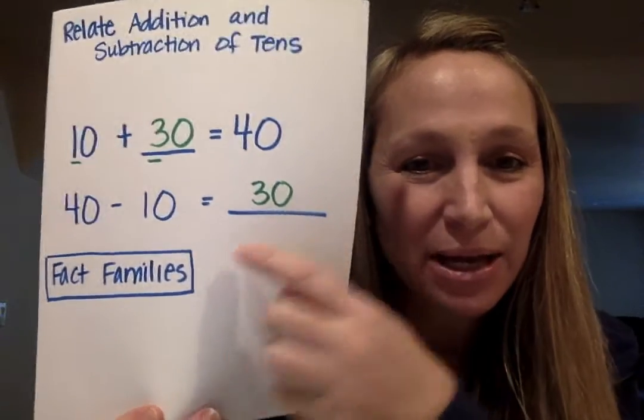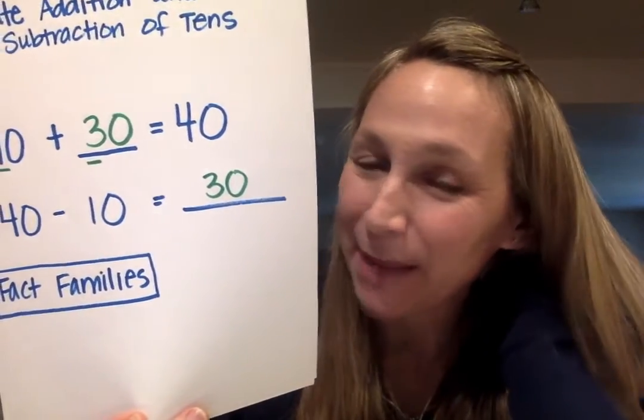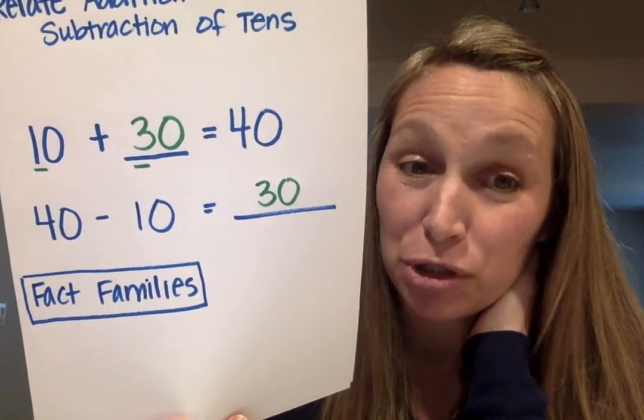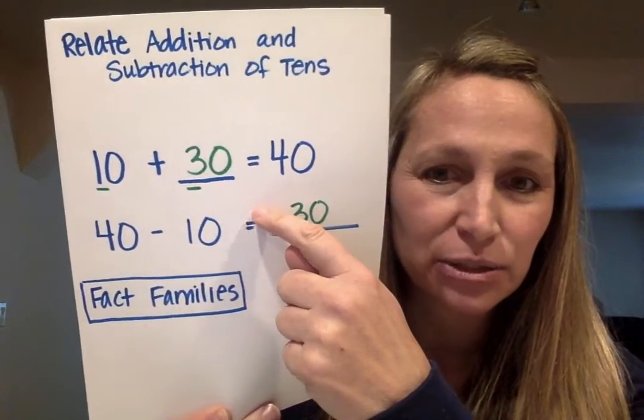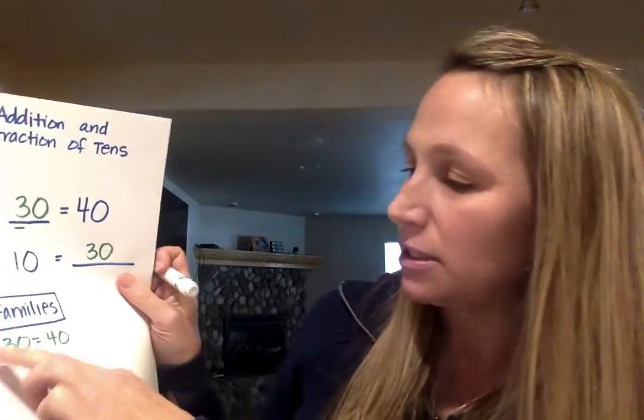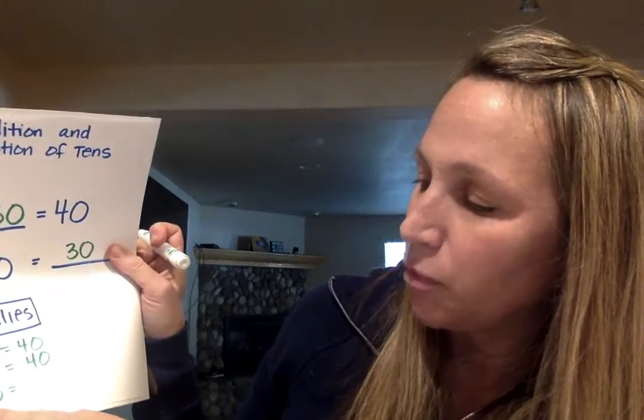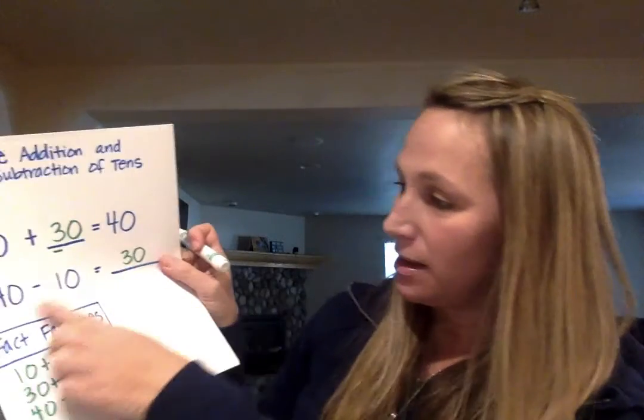All right, so how can I make that into a fact family? I can do 2 addition problems and 2 subtraction problems. So I'm going to take this 10 plus 30 equals 40 as my first addition problem. And then, boys and girls, I'm just going to flip these around to make my second addition problem. 30 plus 10 equals 40. And then when I do subtraction, I start with 40, the biggest number. 40 take away 10 equals 30.